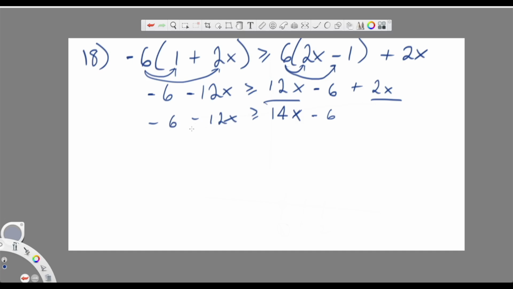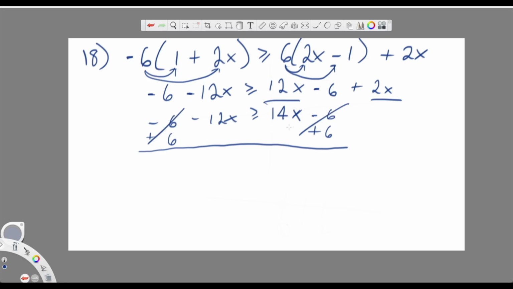Now we have negative 6 minus 12x is greater than or equal to 14x minus 6. Now, we want to get x by itself. So we're going to get rid of the 6 over here. Keep in mind, this is negative 6. So we have to add 6 to both sides to get negative 12x by itself. Now notice how both of these actually cancel out.